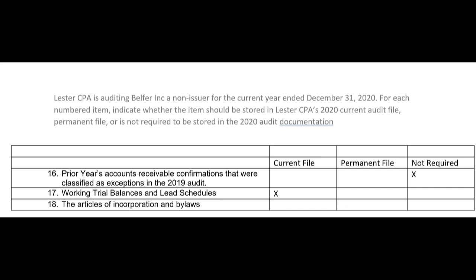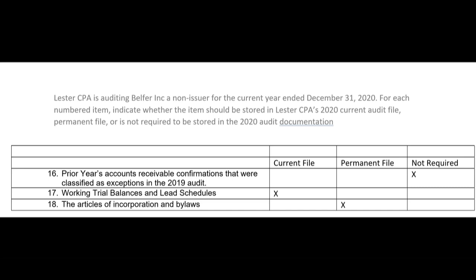Number 18, the articles of incorporation and bylaws. That'll always be stored in the permanent file because that relates to continuing audits. They have continuing audit significance. The articles of incorporation is evidence that the company actually did incorporate and the state that it actually incorporated in. So you'll copy the articles of incorporation and you'll keep it in the permanent file. The bylaws are the rules for governing the corporation, and they're adopted usually by either the incorporators or the first meeting of the board of directors. So they're very permanent in nature, and that's why that would be stored in the permanent file.